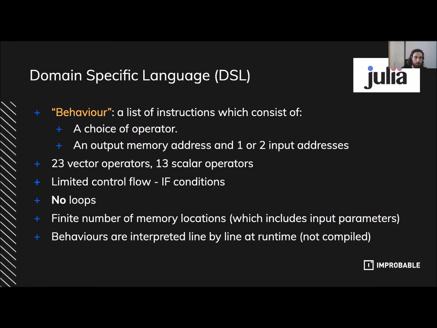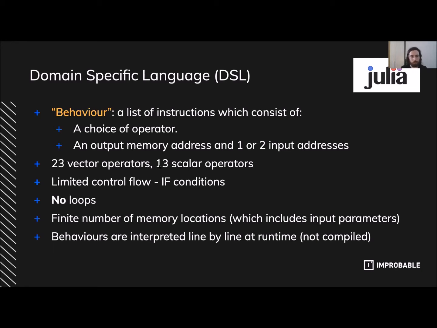Coming back to the domain-specific language, we created one in Julia. Basically, this has a behavior, which is just a list of instructions. This represents the function, which is the agent update. Each instruction has a choice of mathematical operator and an output memory address. There are some memory registers that each of these instructions can write to, and then one or two input addresses. That could be an input to the function or an existing memory address.